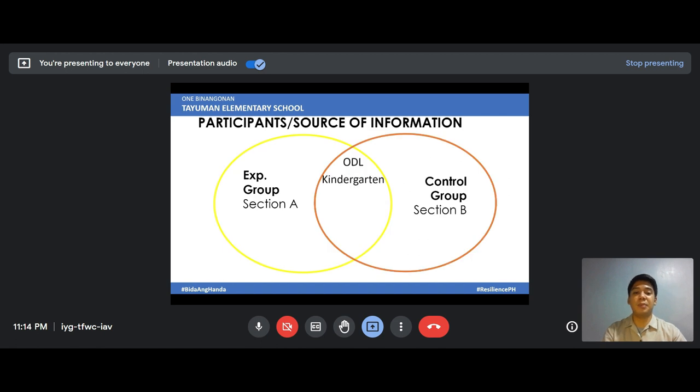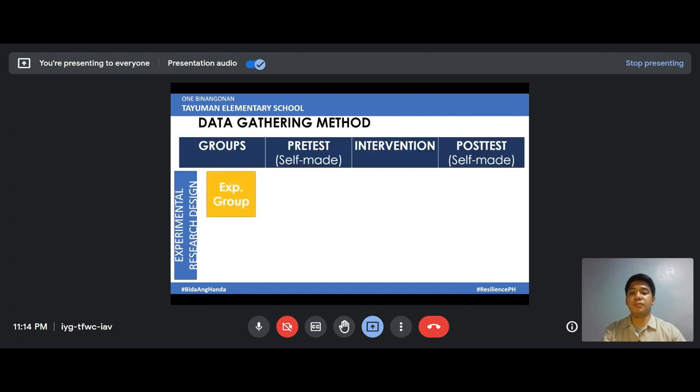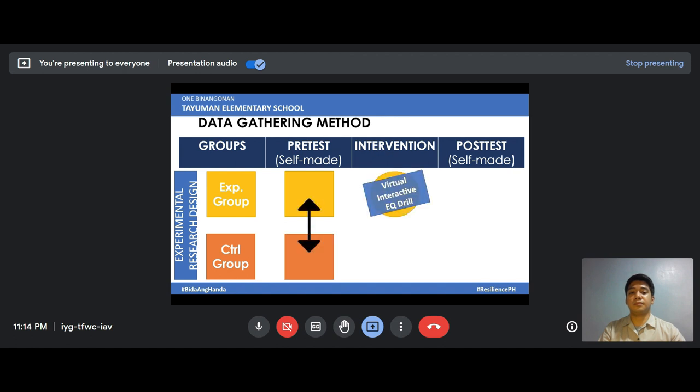The participants of this study are ODL kindergarten learners. 20 learners for the experimental group and 20 learners for the control group. This research is experimental by design. The experimental group was given the virtual interactive EQ drill intervention. The control group was not given.